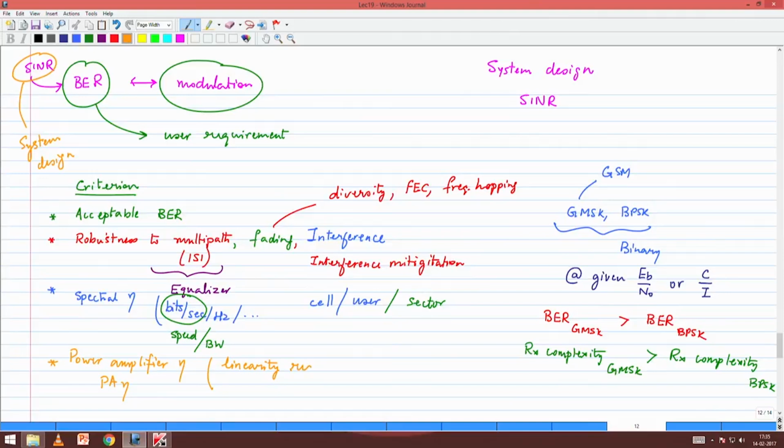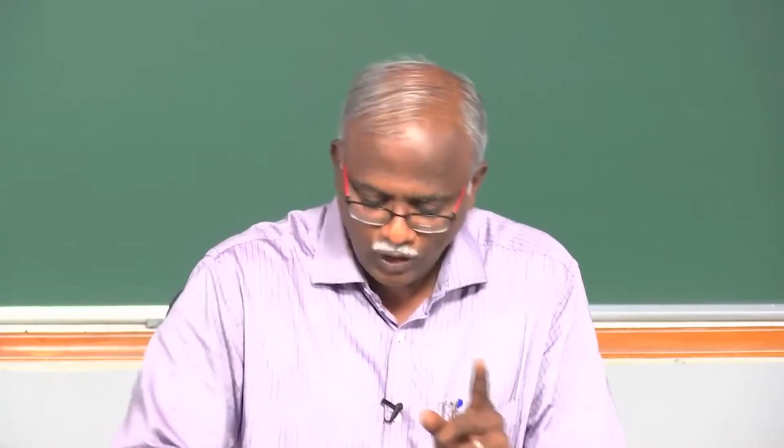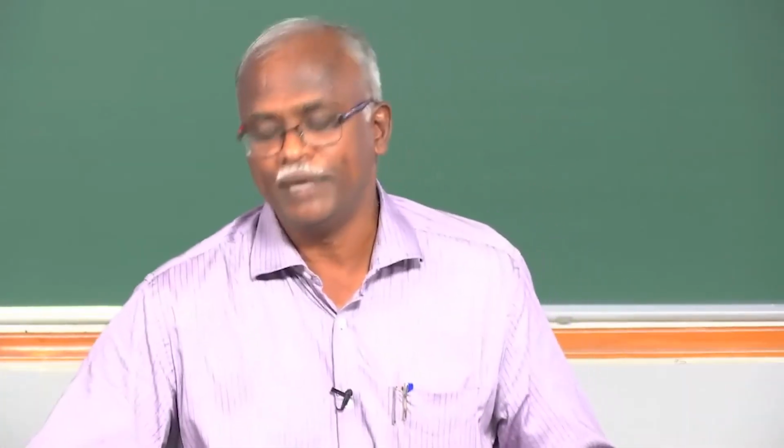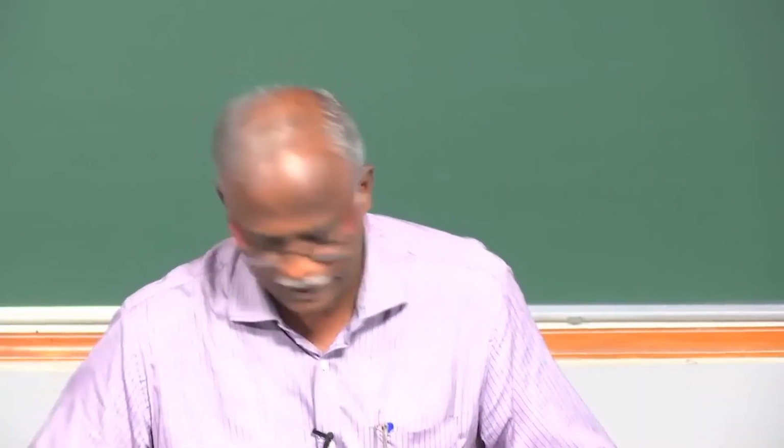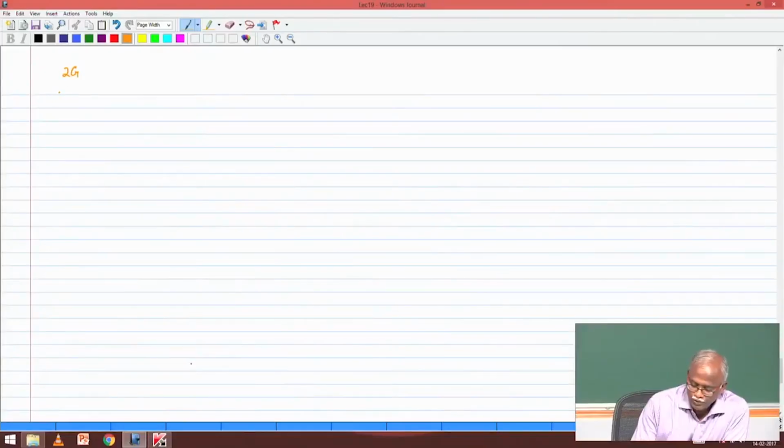The linearity requirement for BPSK is much higher than for GMSK. So GMSK actually runs at higher power amplifier efficiency. So at the end of the day, if you want to build a device that is battery and power efficient, then GMSK wins over BPSK. But the combination of all four needs to be taken into account so that we get a good understanding of the modulation methods. Okay, so in 2G, we used GMSK.